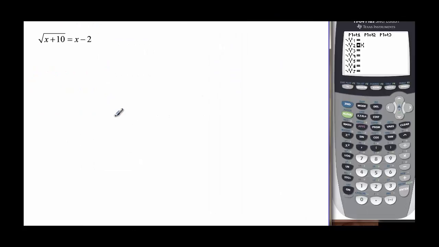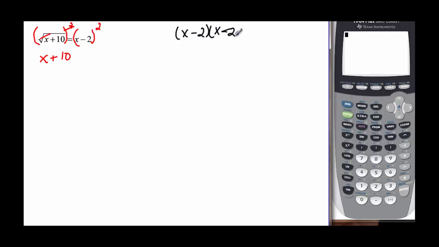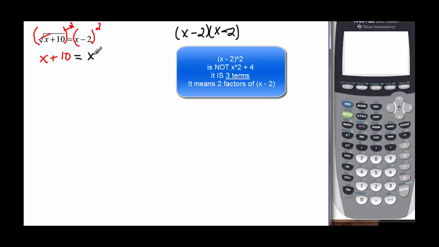Our last problem. And when we look at this one, I want to do this one by hand because I want you to be very careful. A lot of people like to do these by hand, which is totally fine, but you got to remember to do this side correctly. So when I square my square root here, remember I'll just get x plus 10. But when I square that side, it's really like saying x minus 2, I have 2 factors of that. So you need to do the FOIL on it. So you should get x squared minus 4x plus 4. Not x squared plus 4, which is what I often get when I'm grading.